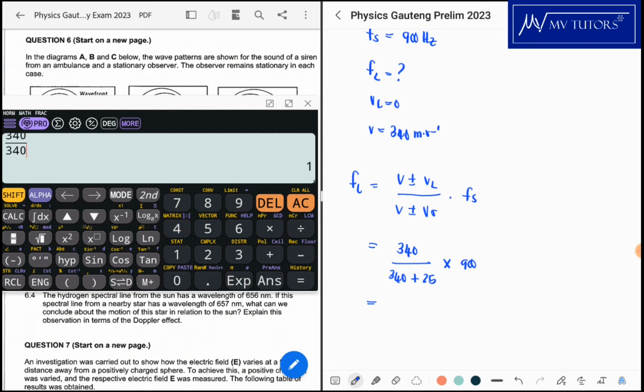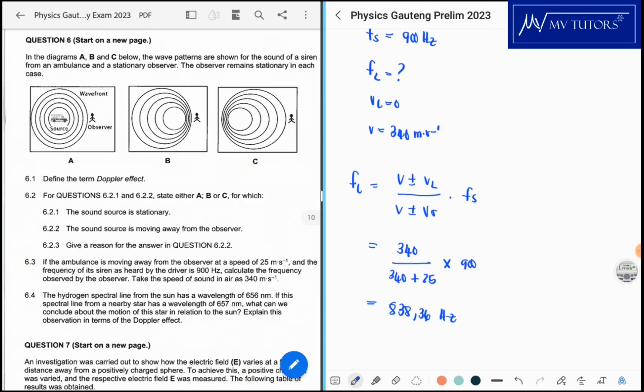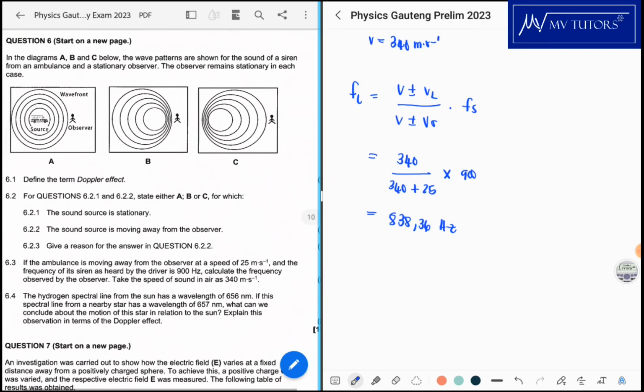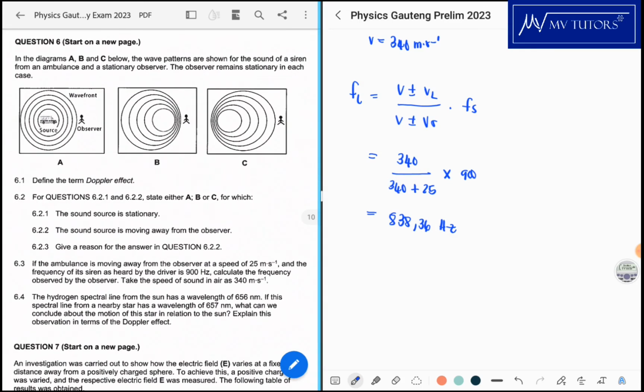So very lenient with you guys with this paper so far. It's not that bad. Okay, so now we have 838.36 hertz. And that was 6.3 for how many marks? 5 marks. And now 6.4.